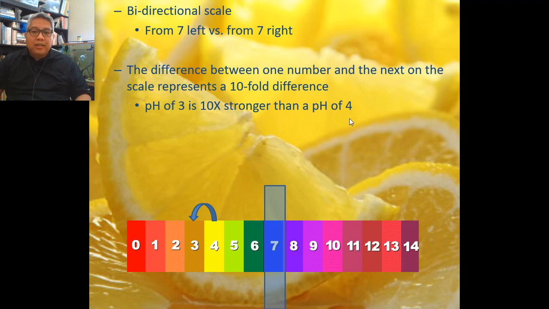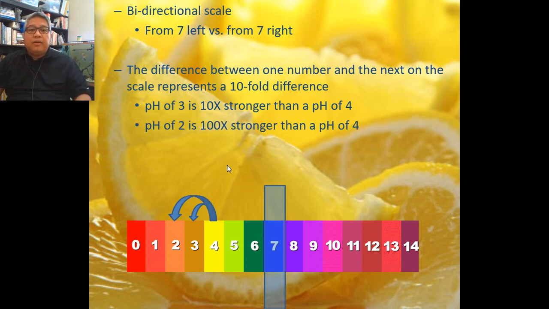For some of you, you might find this a little confusing, but again, if you go from right to left, starting from 7, it becomes more and more acidic. So in this case, 3 is more acidic than 4. To be specific, 3 is 10 times stronger, more acidic than 4.